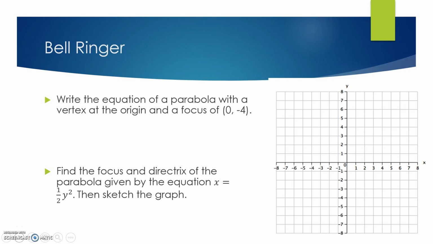So first off, start with your bell ringer. Go ahead and pick two volunteers, have two people come up to the board to put these problems on the board, and when you are done, we will go over them together.